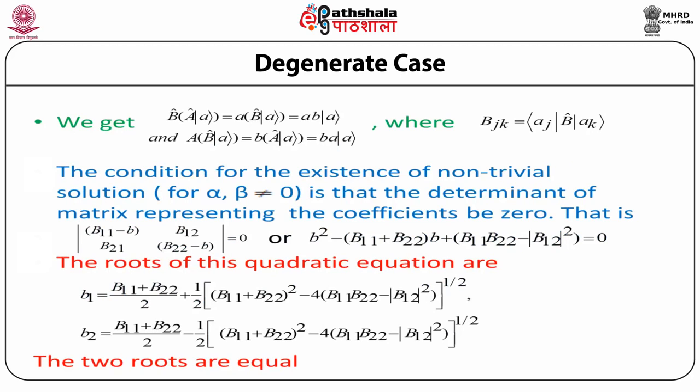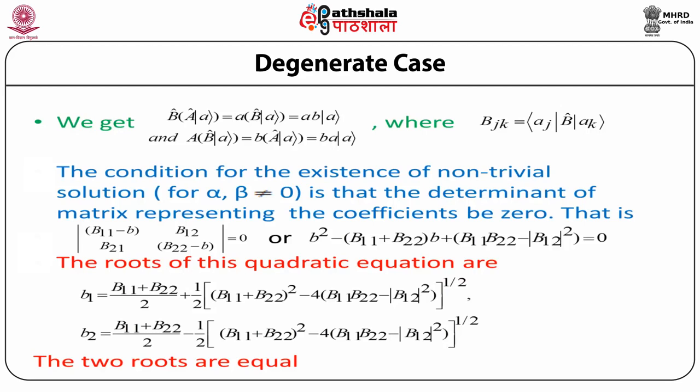Degenerate case. Now, using the above equations and taking the scalar product successively with ket vector A1 and ket vector A2, we get operator B acting on operator A acting on ket vector A is equal to A times operator B acting on ket vector A is equal to AB times ket vector A, and operator A acting on operator B acting on ket vector A is equal to B times operator A acting on ket vector A is equal to B times A times ket vector A, where B_JK is equal to bra vector AJ operator B ket vector AK.